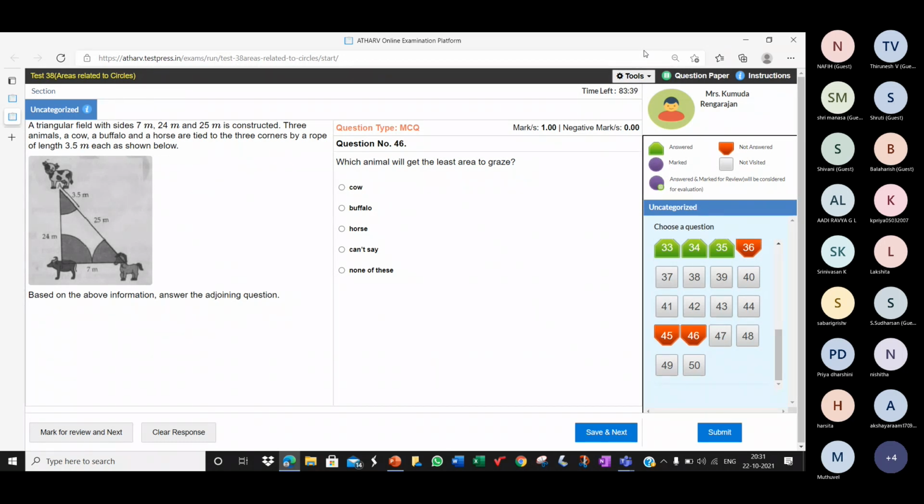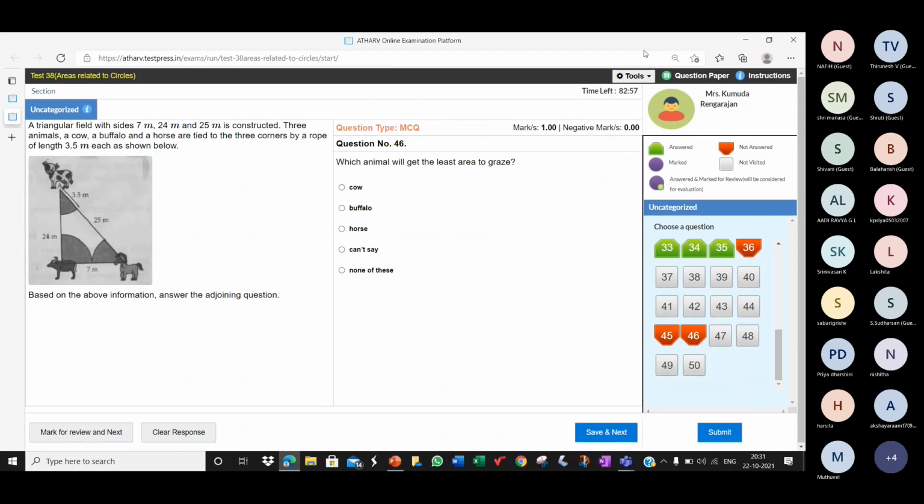Any other way? Ma'am, in the table, the angles are in increasing order for sine. Yes, continue. So after 0, 7/25 comes. So 7/25 is a lesser angle than 24/25. Okay, ma'am.